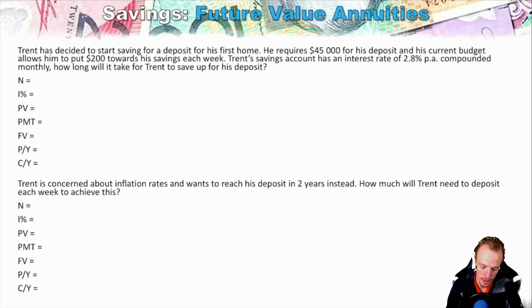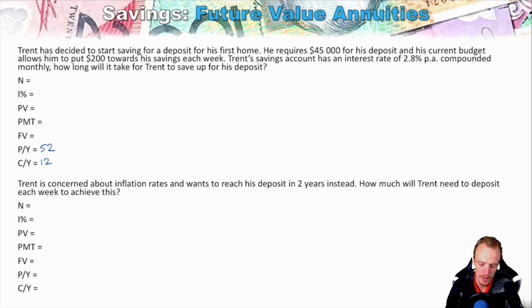Now, what's important here is our compounding period is compounding monthly, so this is 12. But because we're depositing $200 each week, for the payments per year, we're going to be doing that 52 times in a year because there's 52 weeks in a year. So that's what the PY ends up being.